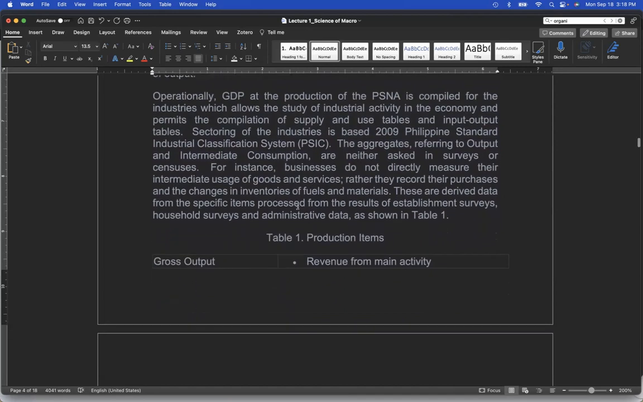And what's interesting here is this. The aggregates referring to output and intermediate consumption are neither asked in surveys or censuses. So we don't really know what this is. We don't really directly measure it. For instance, businesses do not directly measure their intermediate uses. Rather, what happens is they record their purchases and the changes in inventories of fuels and materials. These are derived from specific items processed from the results of establishment surveys.